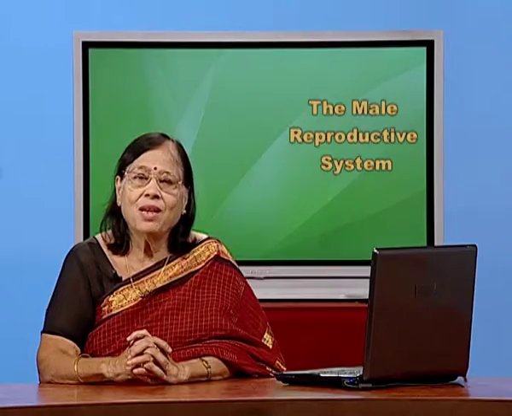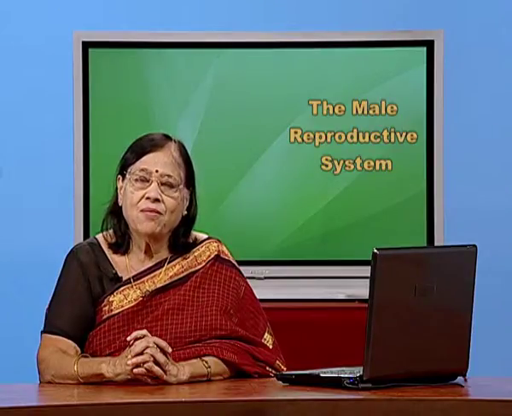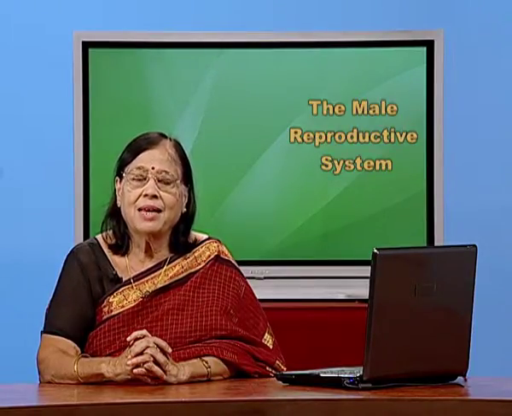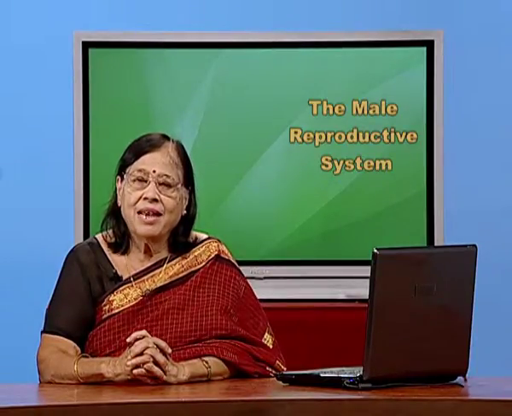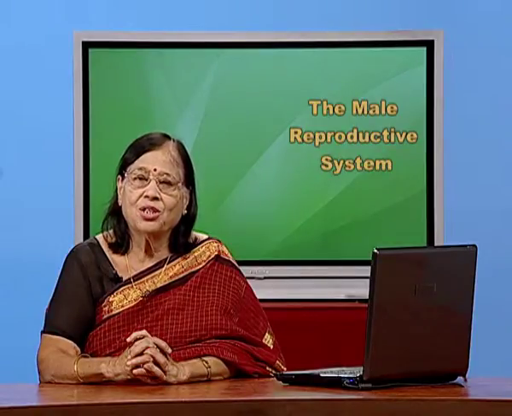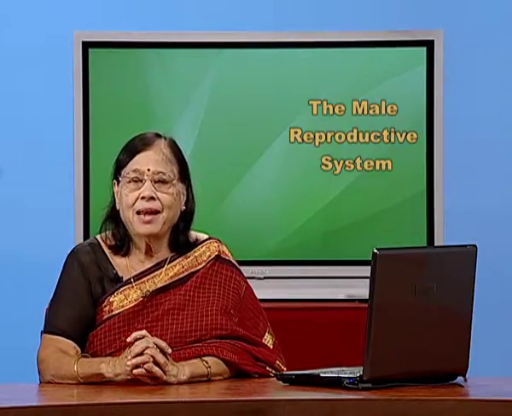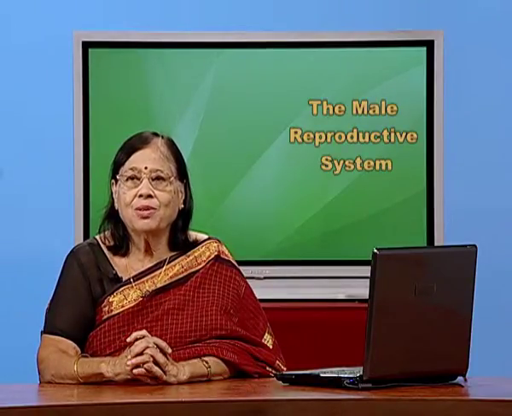With this, we come to the end of the male reproductive system. You have understood about the testis, the epididymis, the vas deferens, other accessory sex organs, and also the structure of seminiferous tubules and how sperm is formed. With this, we come to the end of this topic.